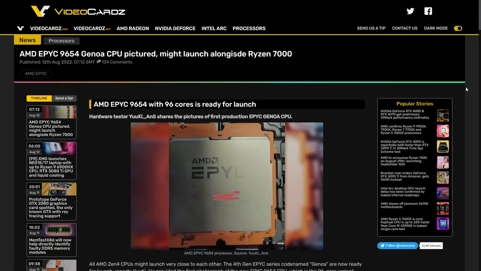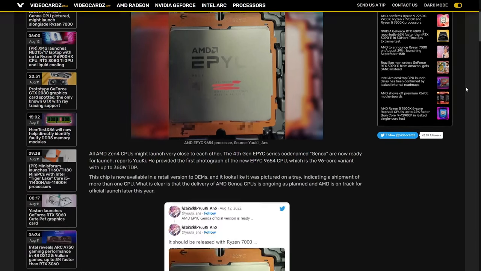hearing about so far. And then we have AMD Epyc 9654, which is a Genoa CPU, which might launch alongside the Ryzen 7000 series, a 96 core CPU.